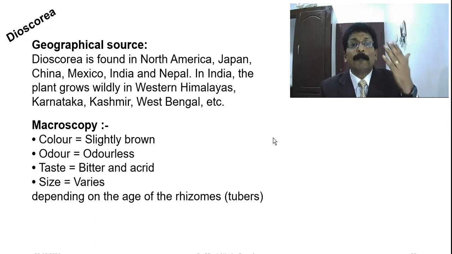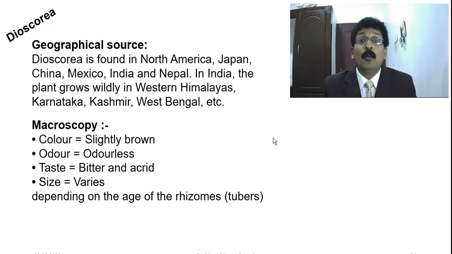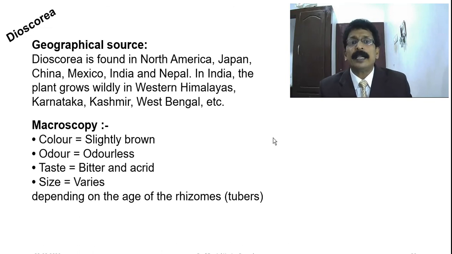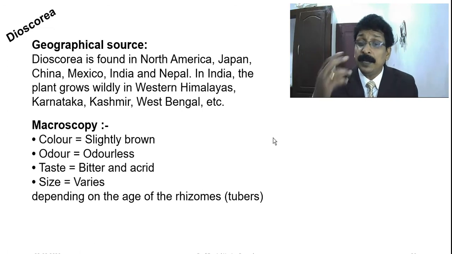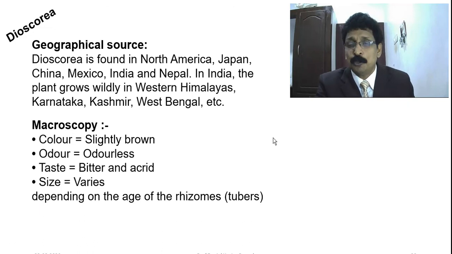In India, the plant grows widely in Western Himalaya, Karnataka, Kashmir, West Bengal and even in Kerala we have. Microscopy: color is slightly brown, the rhizome, and odor is odorless, taste is bitter and acrid. Size varies according to the species and the cultivation, depending on the age of the rhizome. It may be big, the tubers.